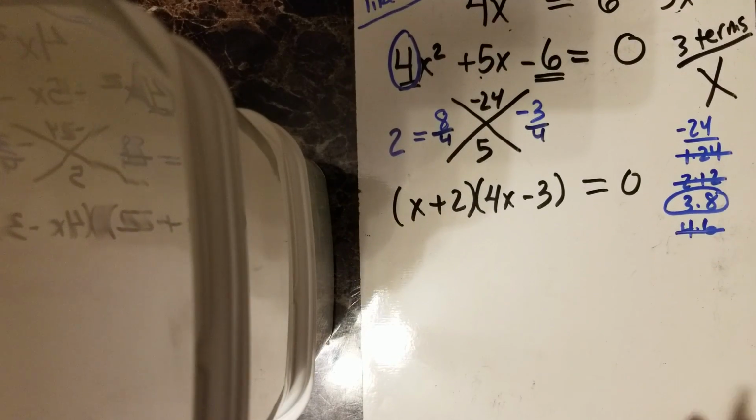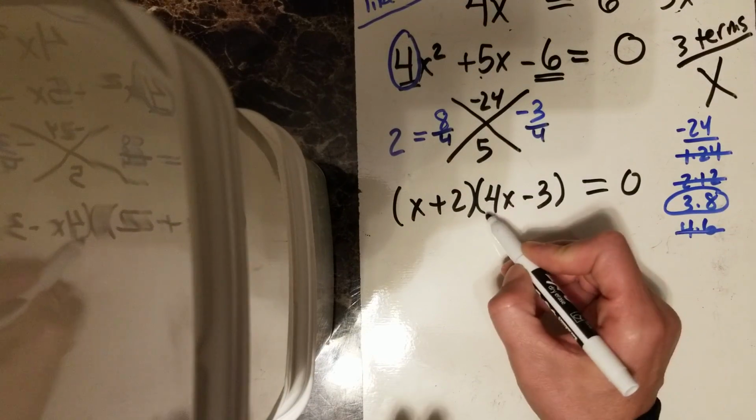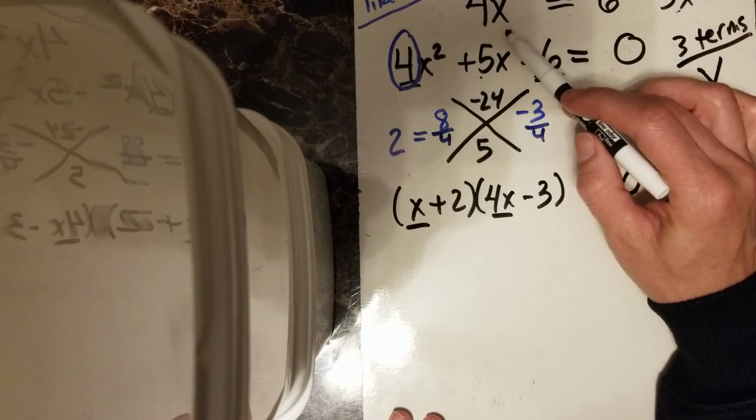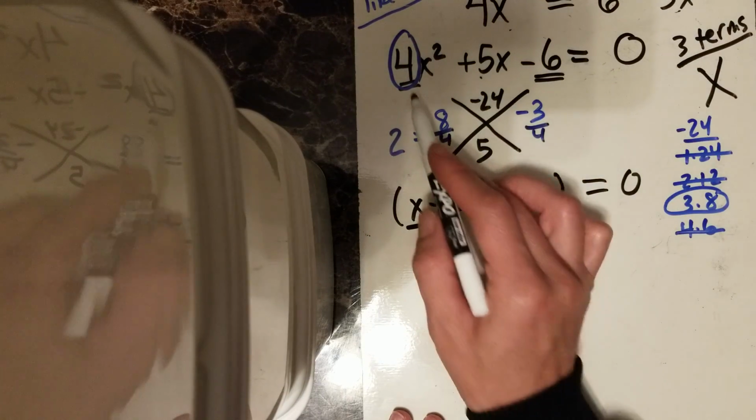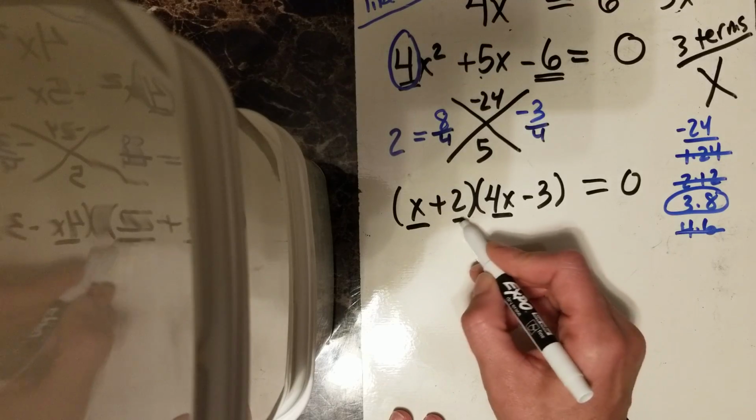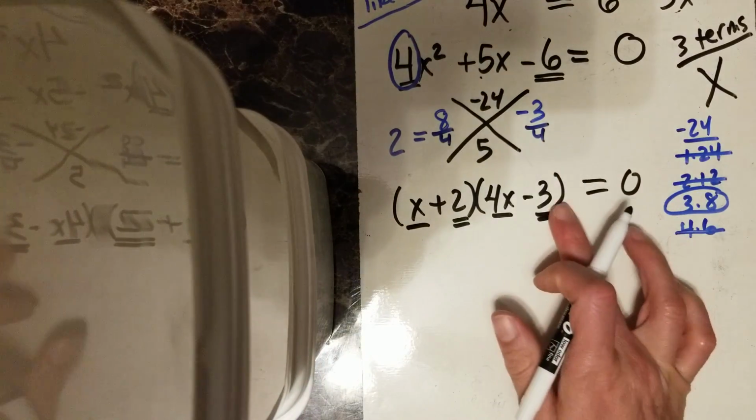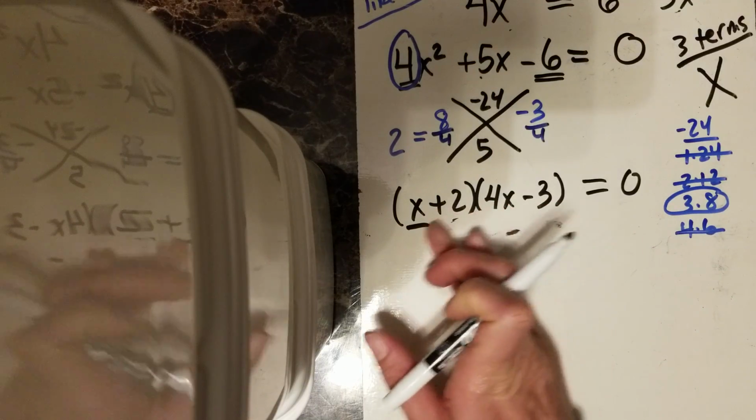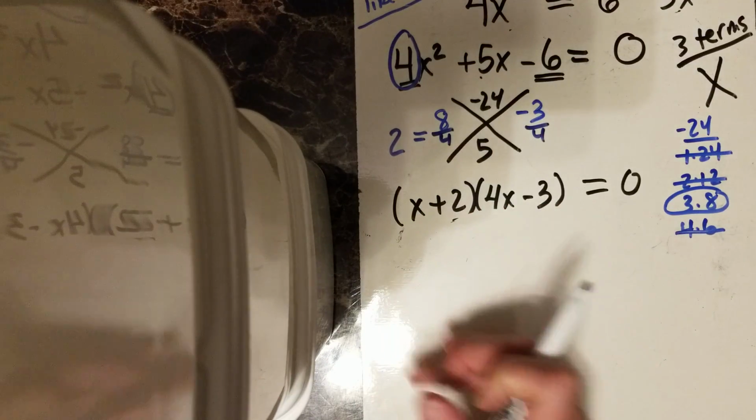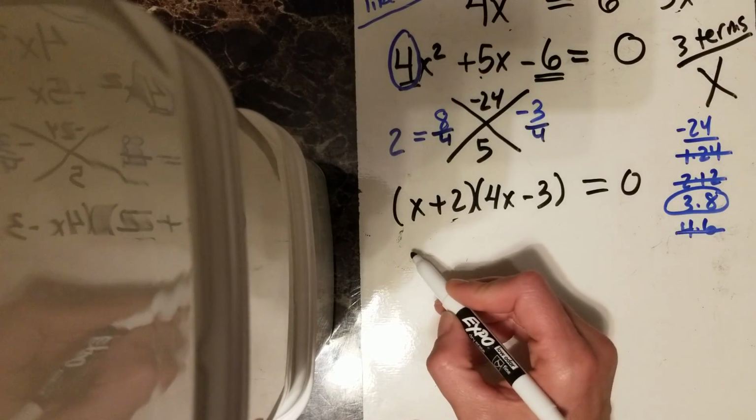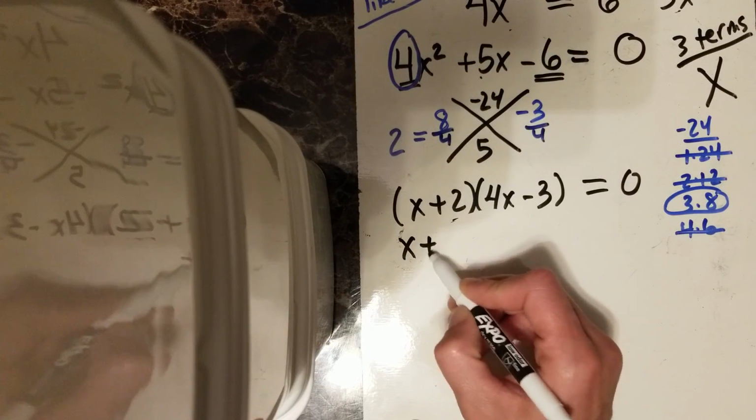Okay. So just a quick check. If you times the first 2, you can get 4x squared. And if you times the last 2, you get negative 6, which checks out. Okay, so that's just a quick check. It's not a very thorough one, but it usually will do the trick. Okay, so now you're supposed to set each one equal to 0.